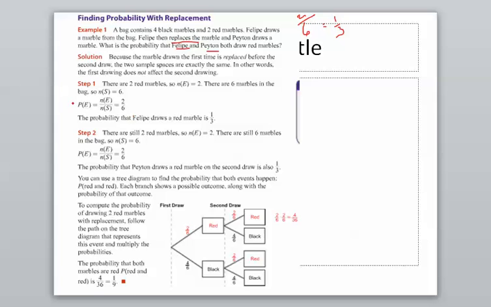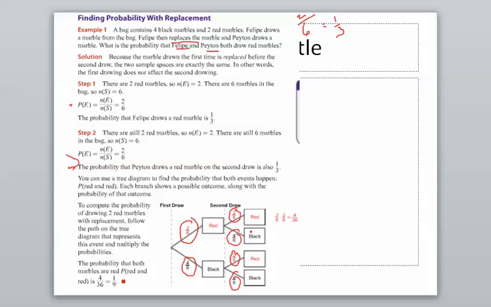So it's 1 out of 3 for the first one, and there's still 2 red marbles in there. So when Philippe or Peyton draws it out, he's going to get 1 out of 3 probability. Now, one of the ways we can do this is with a tree like this. We do our first draw, and the red marble is 2 out of 6, and the black marble is 4 out of 6. And then the second draw, 2 out of 6, and 4 out of 6, and 2 out of 6, and 4 out of 6.